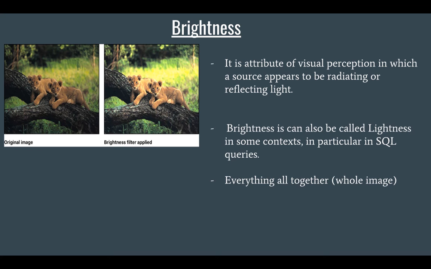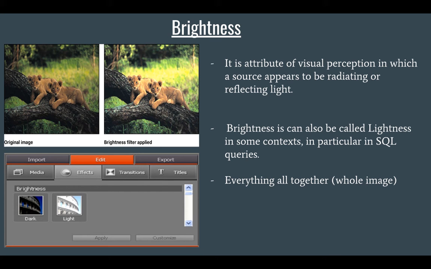Brightness. Brightness lightens and darkens areas of the image from black, meaning no brightness, to white, which is full brightness. It is an attribute of visual perception in which a source appears to be radiating or reflecting light. In other words, it is the perception elicited by the luminance of a visual target.